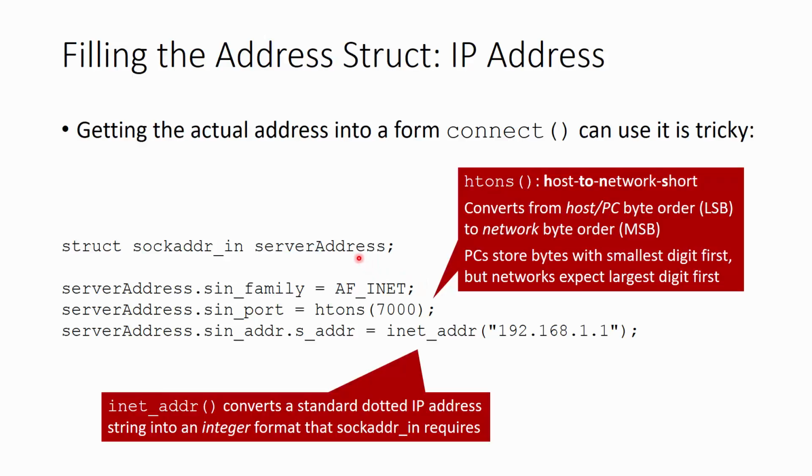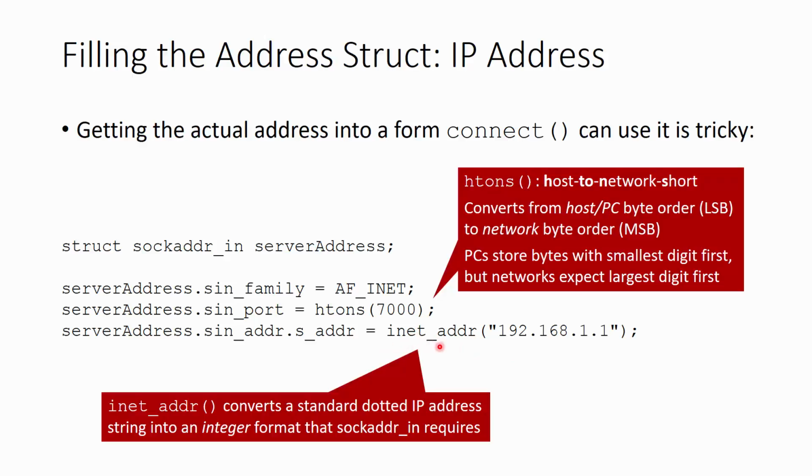Then for the sin_addr member of the server address struct that we're using here, there's a field of that called s_addr, and you can use the inet_addr function and pass the actual IP address in the standard dotted notation format.